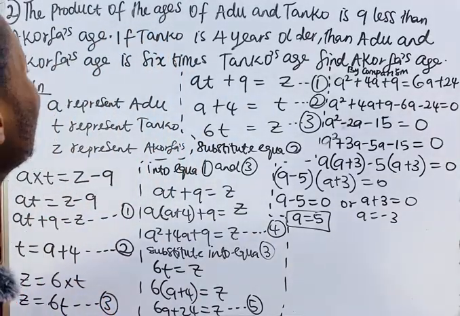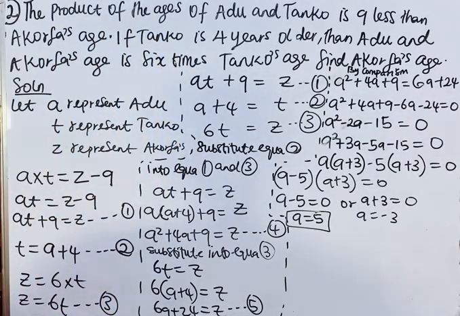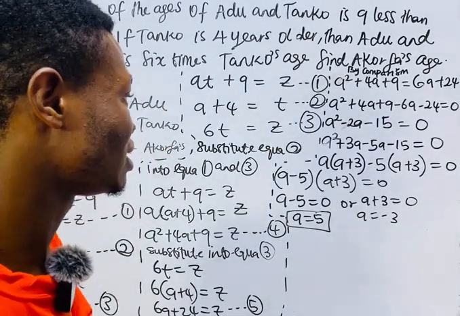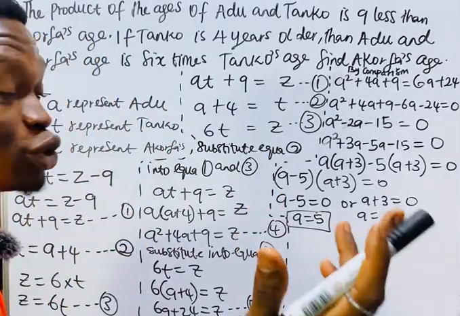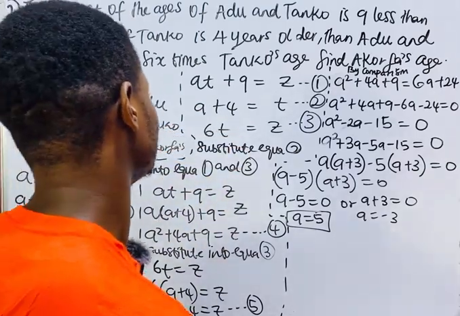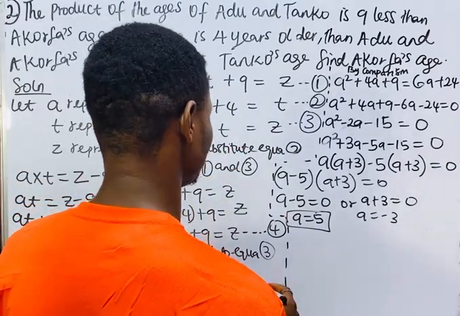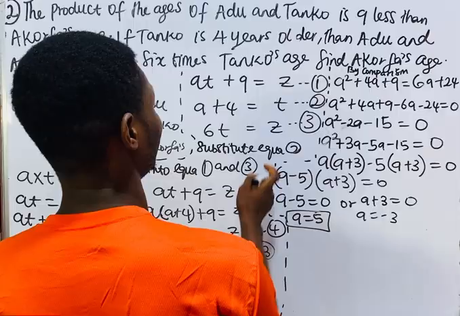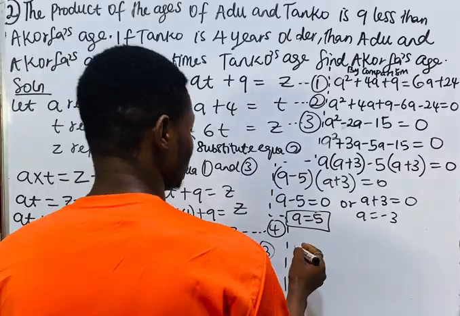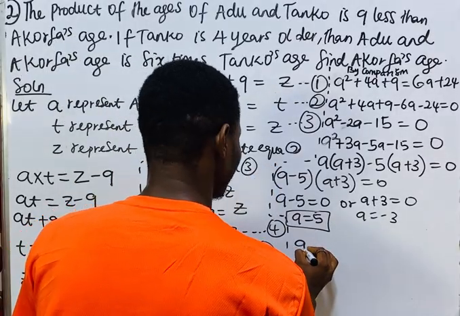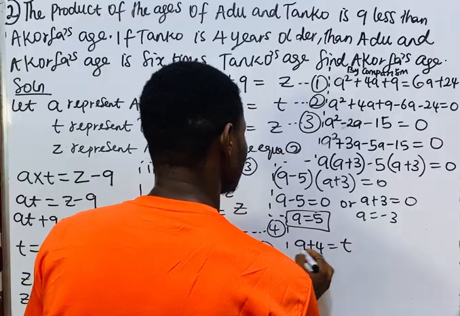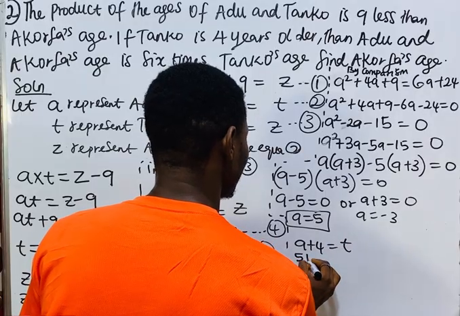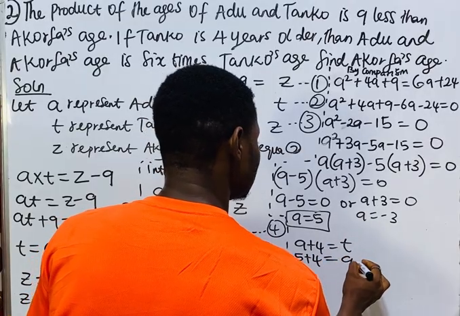So now going back to the question, he said find Akofa's age. It's very simple. I don't want to stretch you. If you want, you can still find Tanko's age. Okay, now let me show you how you can find Tanko's age. Let's use this equation. From this equation, we have that a plus 4 is equal to t. So Tanko's age will be 5 plus 4, which is 9.